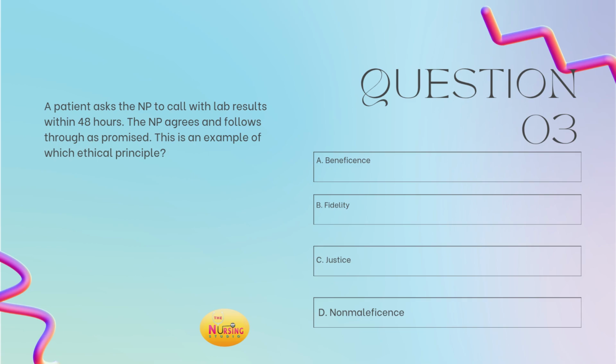The stem of the question here, this is an example of which ethical principle. So we have a patient that asks the nurse practitioner to call with lab results within 48 hours, and the NP agrees and follows through as promised. This is B, fidelity, that loyalty, that faithfulness, doing as you say you will do.